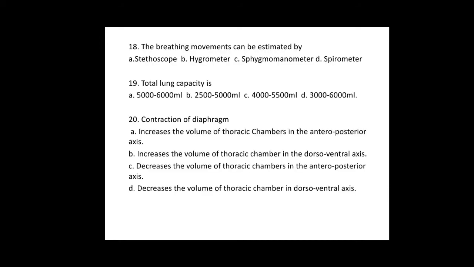18th, the breathing movements can be estimated by option A, stethoscope. So remember option A, stethoscope. Here stethoscope is an instrument used to measure the internal sounds of human beings. B option, hygrometer. It is also an instrument used to measure the water vapor present in the soil or in the air. Sphygmomanometer is also an instrument used to measure the blood pressure.